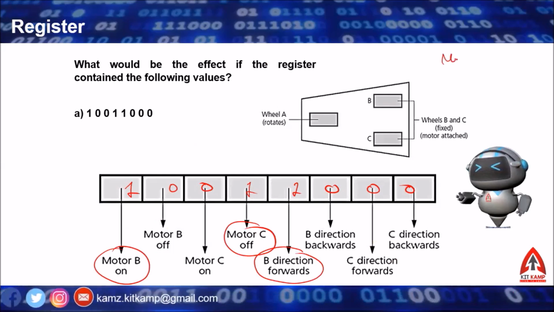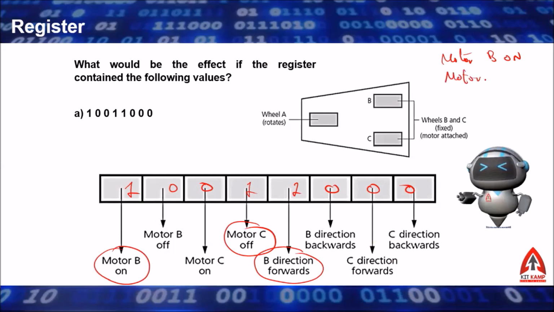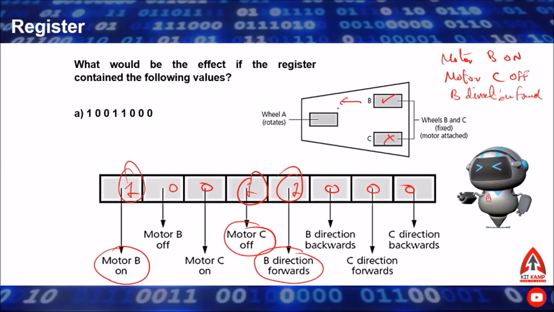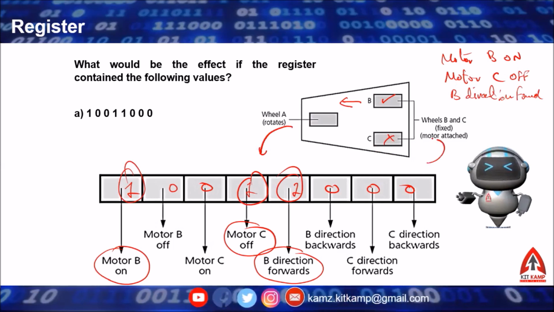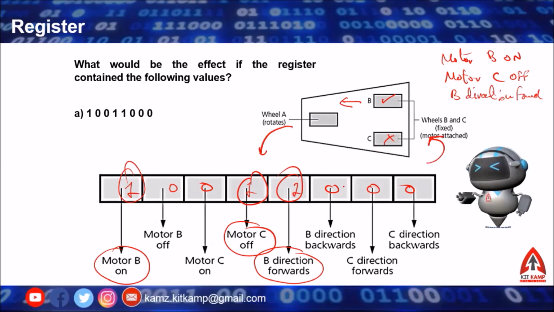So the first instruction is motor B on. Second is motor C off. Third one is B direction forward. So it is actually generating this information or instruction. If my motor B is on, that means this one is on, but this is off, so it is moving towards the forward direction. So my spindle is rotating and it is going to go with an anti-clockwise movement, right?